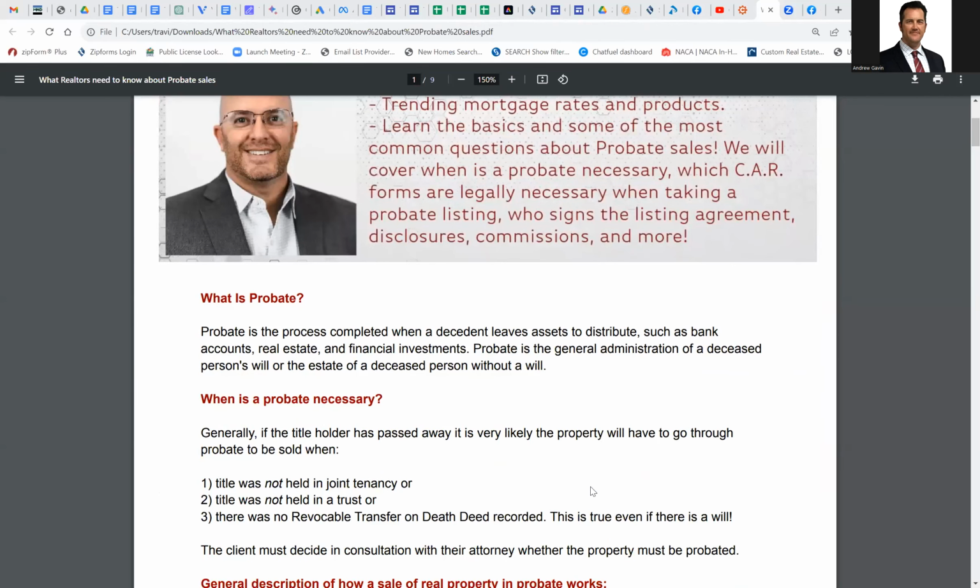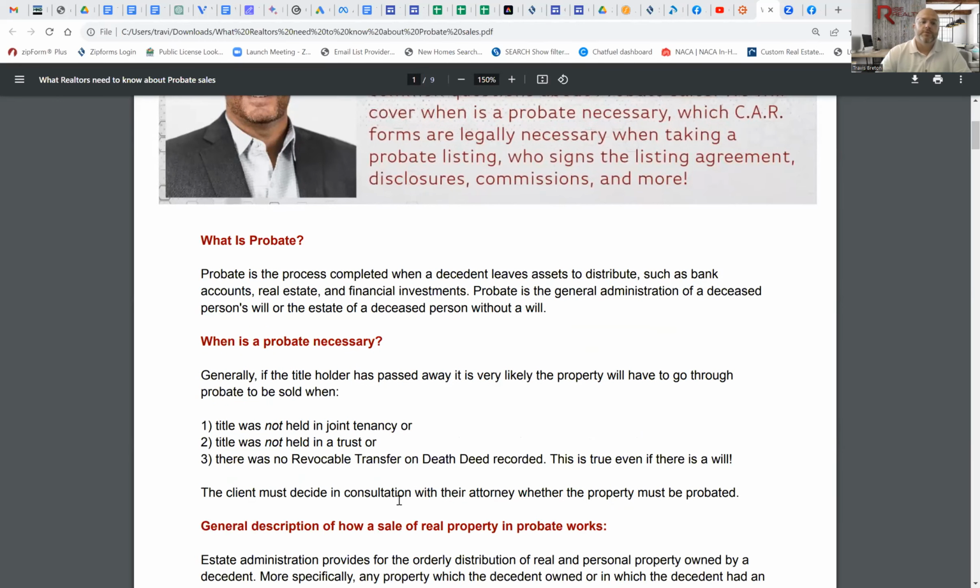So first, let's talk about what is a probate. Probate is the process completed when a descendant leaves assets to distribute, such as bank accounts, real estate, and financial investments. Probate is the general administration of a deceased person's will or the estate of a deceased person without a will. So when is a probate necessary?